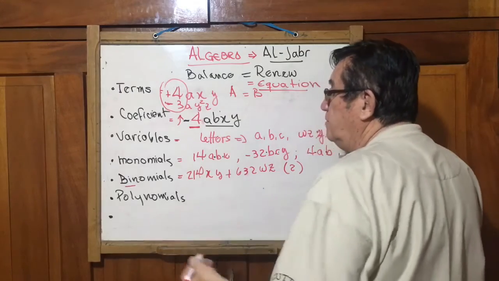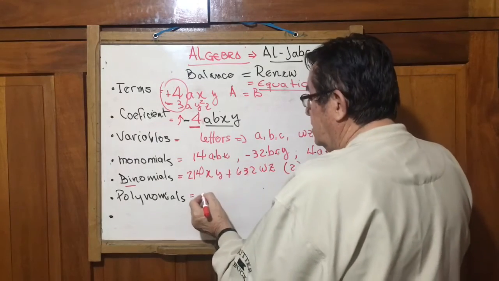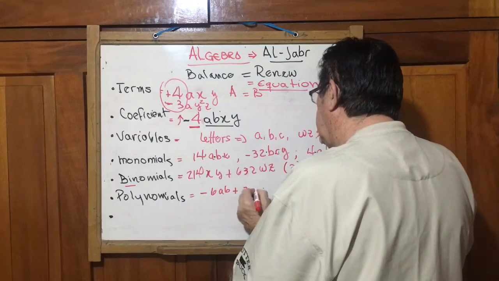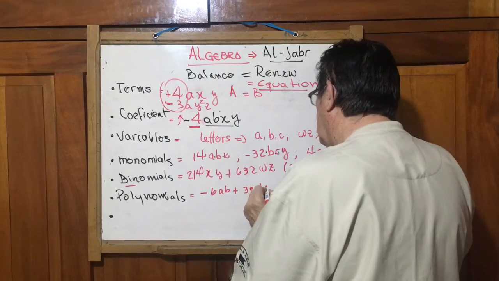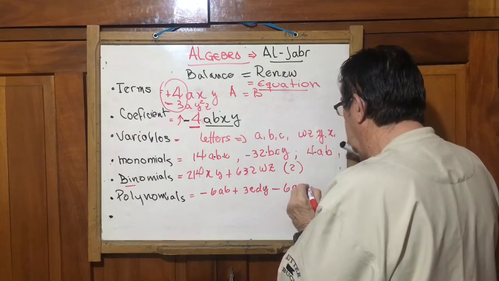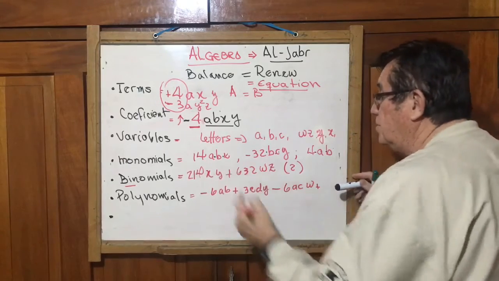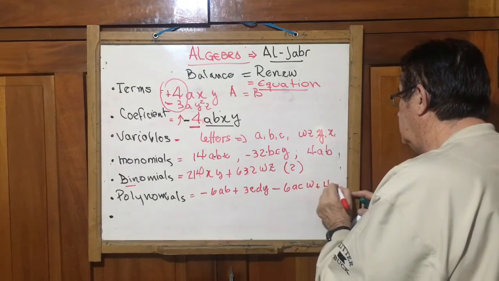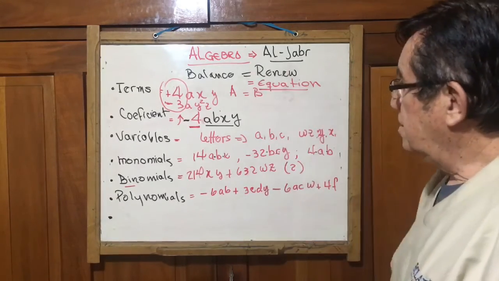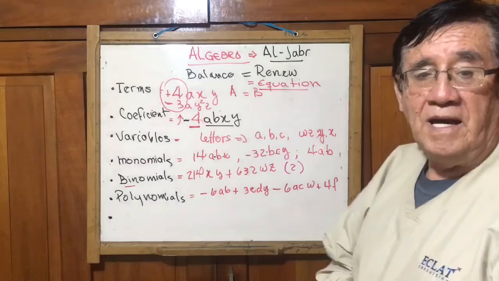And we can have polynomials, that means more than two terms, which could be like this: minus 6ab plus 3cdy minus 6acw. So polynomials could have more than two terms. So these are the terms that algebra uses, and they can also be combined into an equation.